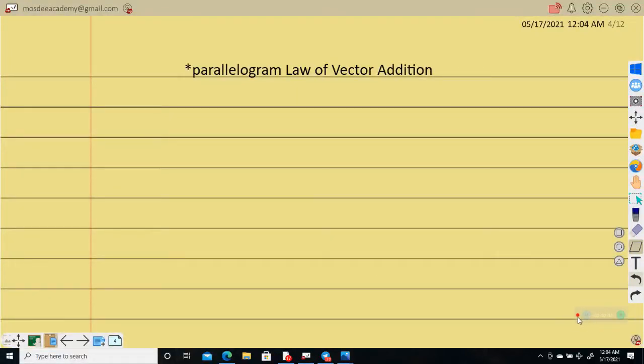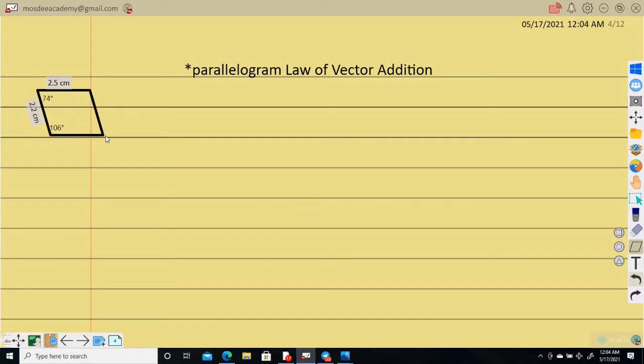Dear students, let us start with the next section, which is parallelogram law of vector addition and subtraction. Now, about the parallelogram law of vector addition, it is more or less like a combination of our two triangular vectors. To understand that carefully, let us draw a parallelogram.